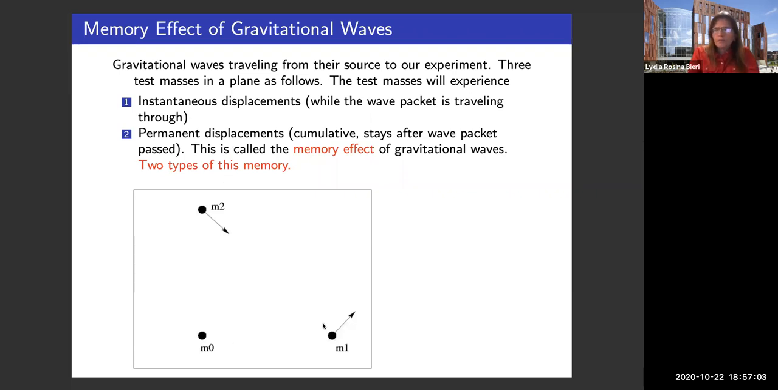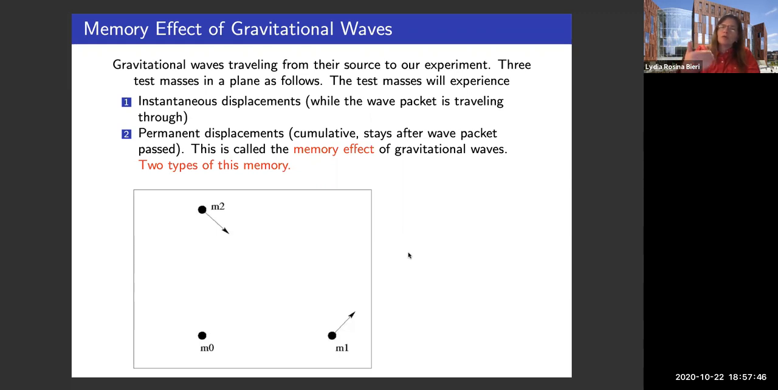So what is that? What I have here, with these arrows, is what you would expect if there's no memory: these test masses go back to rest where they were before, right? So a wave comes through, they move, they go back to where they were before. This is not what will happen. General relativity predicts that they will have a permanent change, like I have in this picture. When you have 3 test masses, you can look at the relative displacement among them. So test mass 1 will be permanently displaced like this arrow, and test mass 2 like this arrow. This is of course exaggerated.